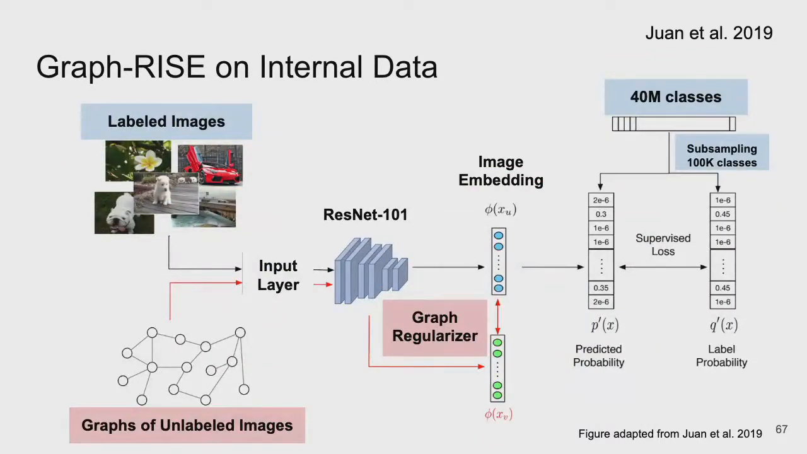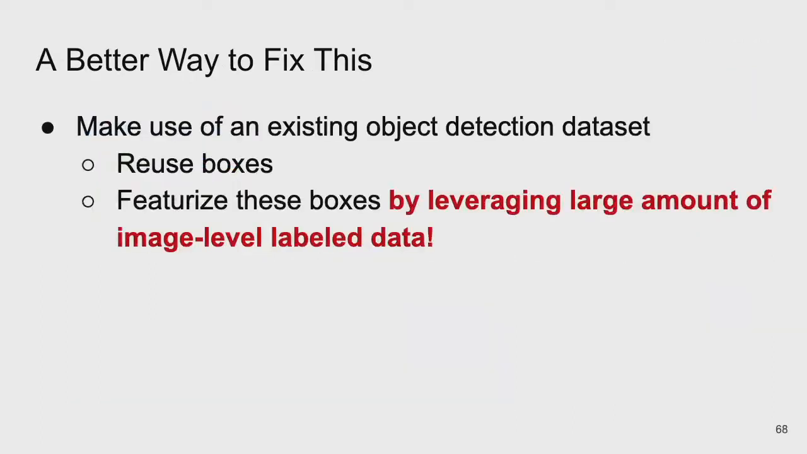And we have this framework called Graph-RISE. The details don't matter, but basically there are noisy 40 million classes that they try to classify into. And at the end, you can use this to featurize each of the boxes provided by Faster R-CNN.